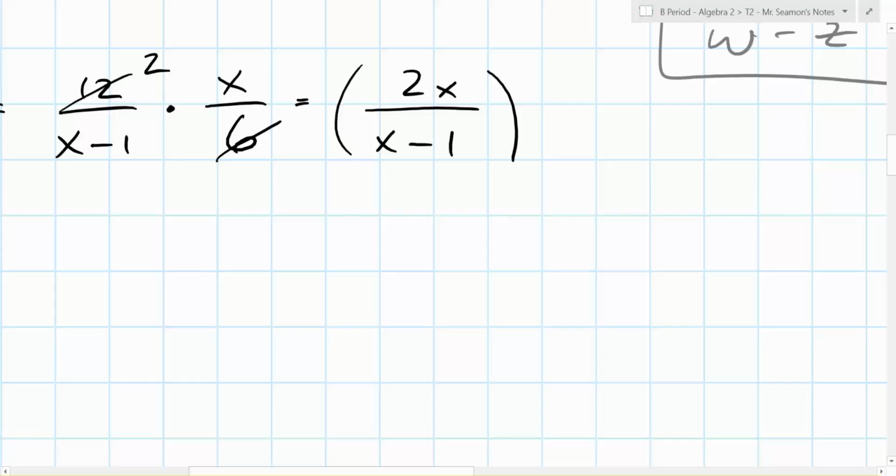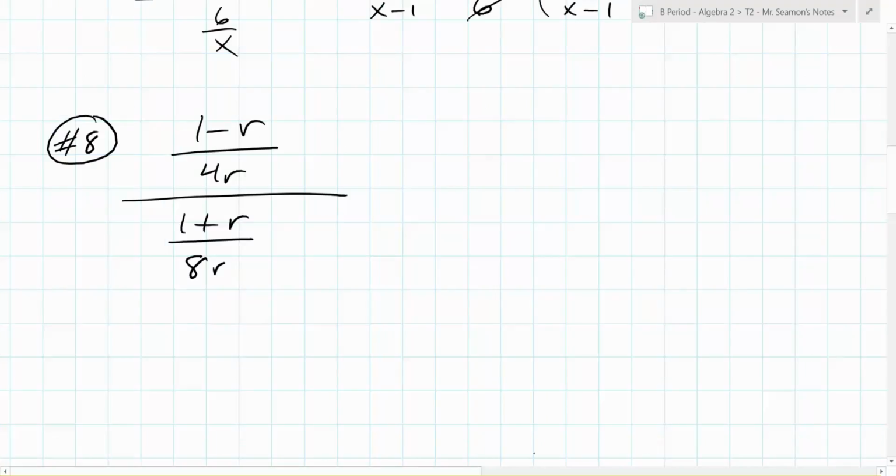No, you stop there. Can you cancel the x? No, why not? Because there's a minus in the bottom. It's not all multiplication. It does not cancel. Do not do that canceling. Please don't. Separately, is there anything you can do to simplify the numerator or denominator here? There's no factoring to be done.